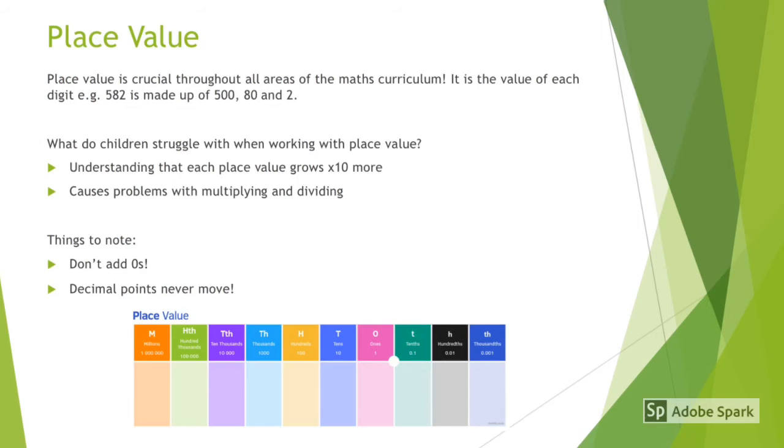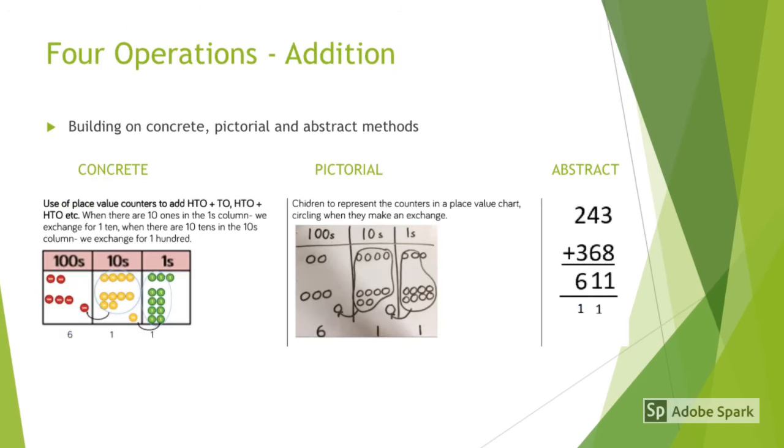In the autumn term, we spend a lot of time securing those number skills. We spend the first couple of weeks doing place value and making sure we understand where decimals fit and where large numbers fit. We then move on to the 4 operations: addition, subtraction, multiplication and division.